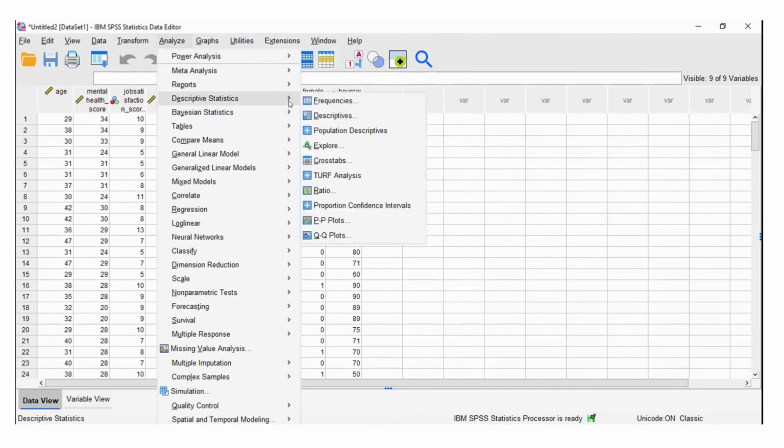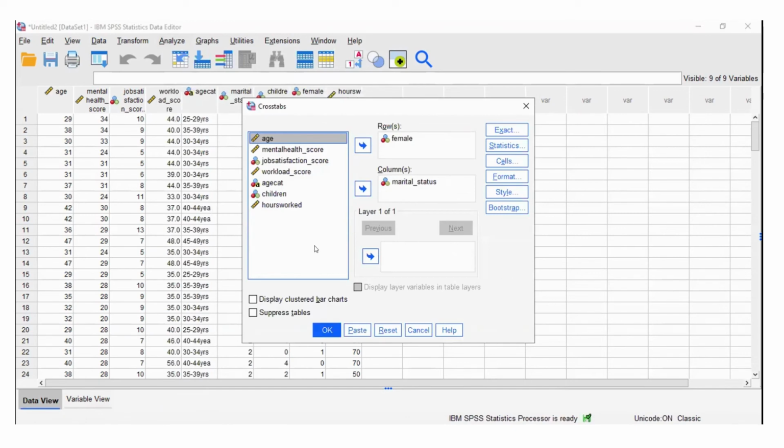You can see it. So, analyze, descriptive statistics, cross tabs. Now you can see there is no place for... So you're putting on any row, you're putting what? Female. Good. Okay, let me just take it back. You can see there's no place for married or not married. What you just have is marital status. Marital status, I think it's the same thing. So do I click on marital status? Yeah, go ahead. Okay.